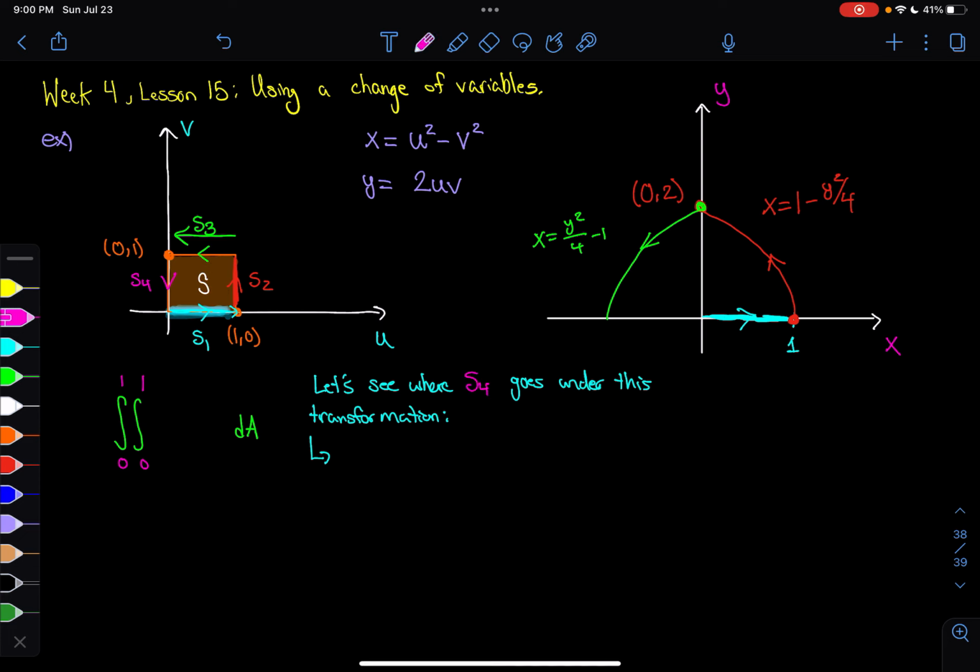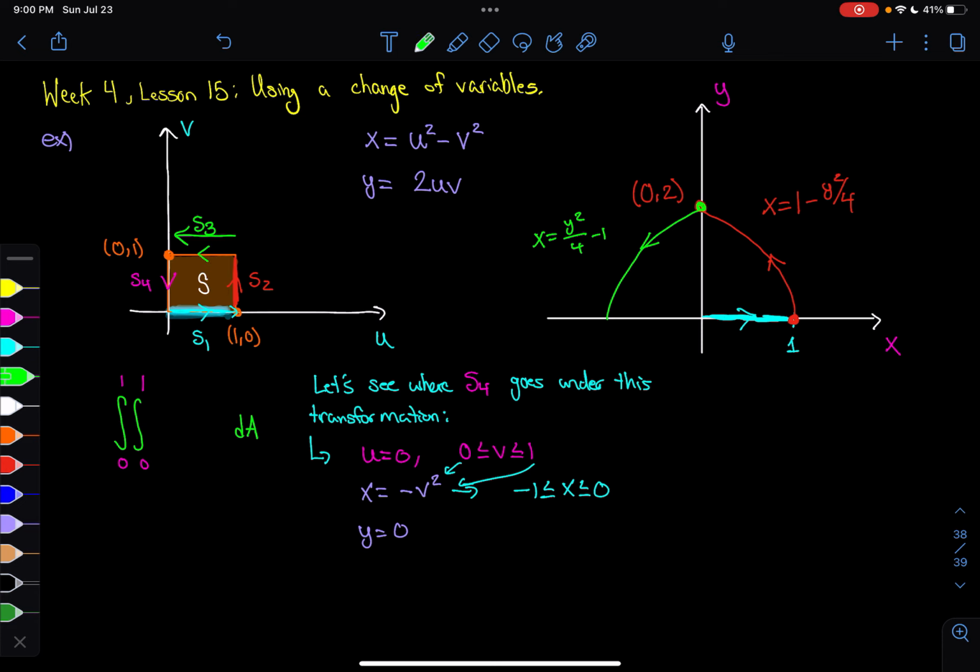So S4 is going to be the line u equals 0, where v goes from 1 to 0. I'm going to write it like this, v less than or equal to 1. But v is going up from 1 down to 0. So what happens to our transformation? We get x is equal to negative v squared, and y is equal to 0. What happens when I let v go from 1 to 0? What values am I going to get? Well, I'm going to get x goes from negative 1 to 0 as well, which we get by just plugging in these values for v, kind of seeing what's going on.